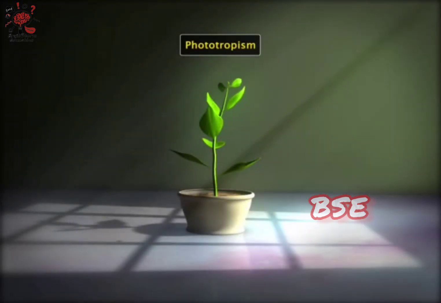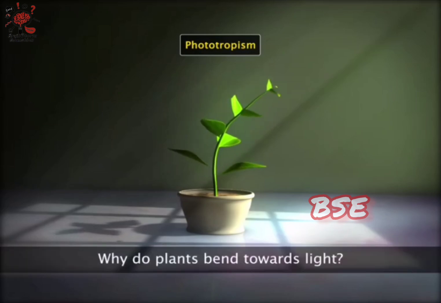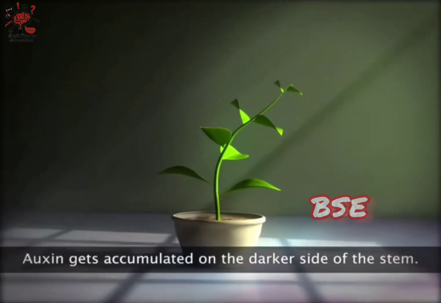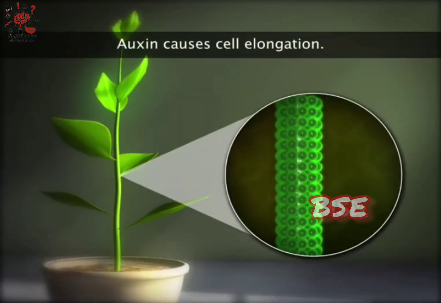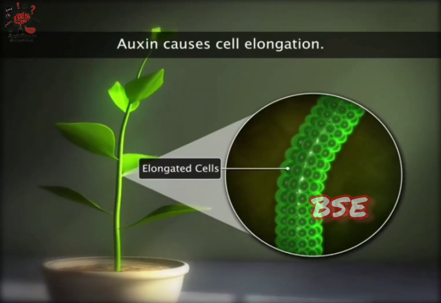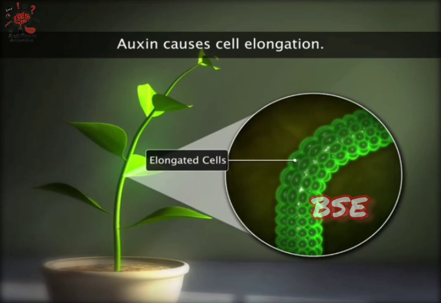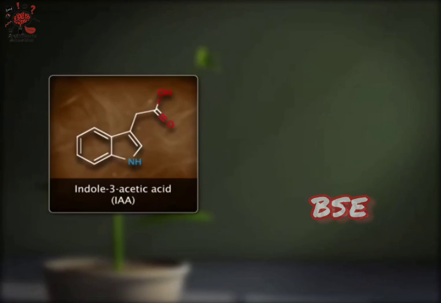We are aware of phototropism in plants. The stem bends towards the light source. But have you ever wondered how the stem bends itself? When light falls on one side of the plant, the phytohormone auxin gets accumulated on the darker side of the stem. Auxin causes the cells in the dark region to elongate more compared to the cells on the other side. And this is why the stem bends towards the light source. Auxins are growth hormones.